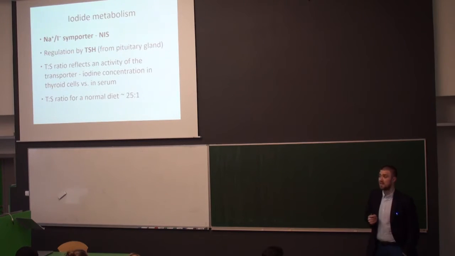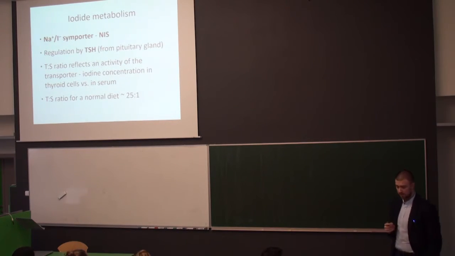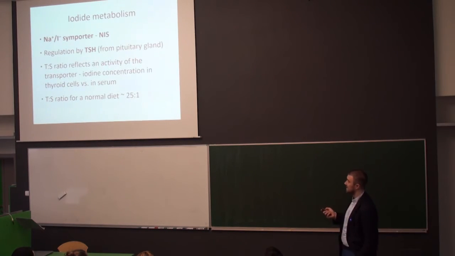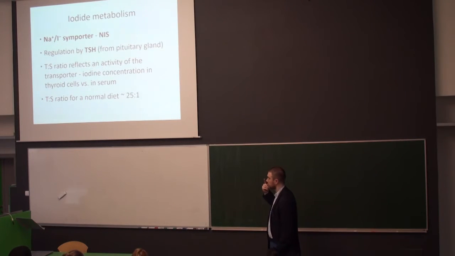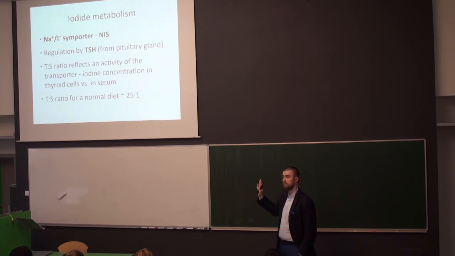This transporter is under the regulation of the superordinate signaling molecule, that's TSH, that means thyroid stimulating hormone, and it's produced from the pituitary gland. That means the same as ACTH, LH, or FSH for steroid hormones. Also here the thyroid gland has the superordinate gland, the pituitary gland. So is this clear to you?